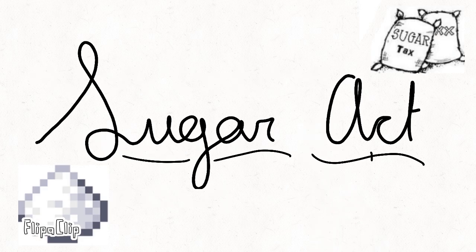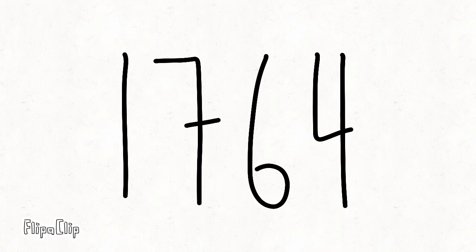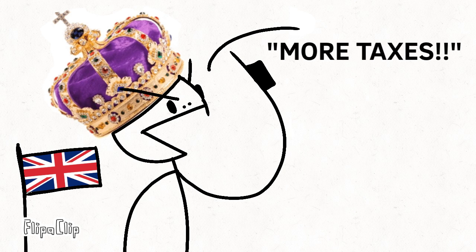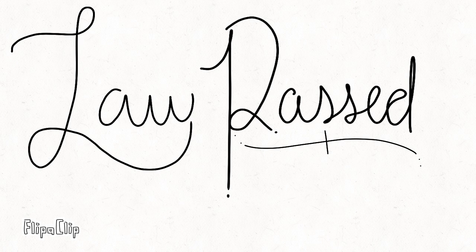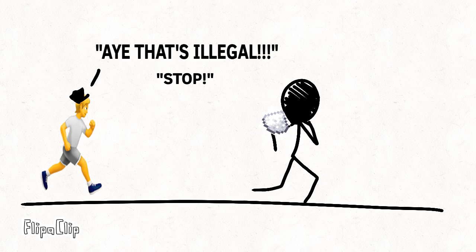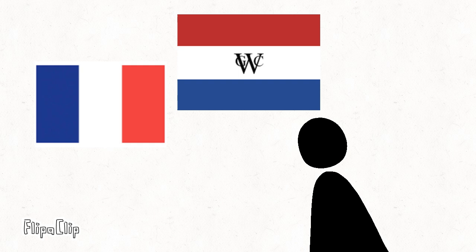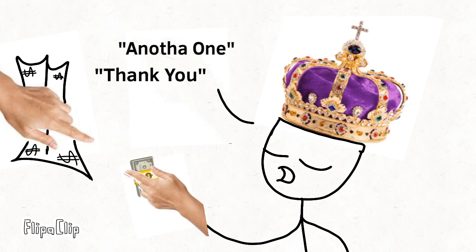The Sugar Act, which had replaced the Molasses Act over time, happened in 1764. This was a tax that had been passed by the British Parliament to raise revenue after the French and Indian War. The law was passed by the Prime Minister, George Granville, and was aimed to stop the smuggling of sugar and molasses, specifically from the French and the Dutch West Indies. This overall was to increase the income for the British Empire.